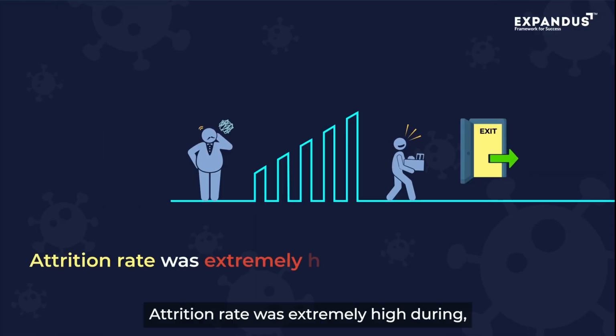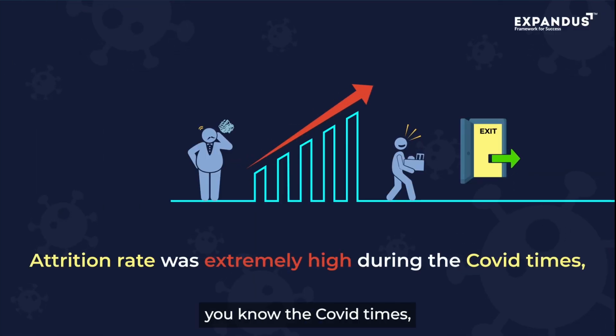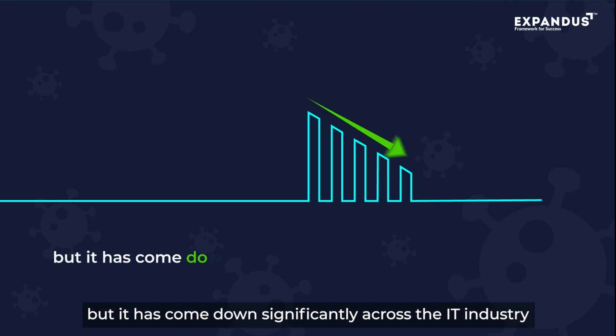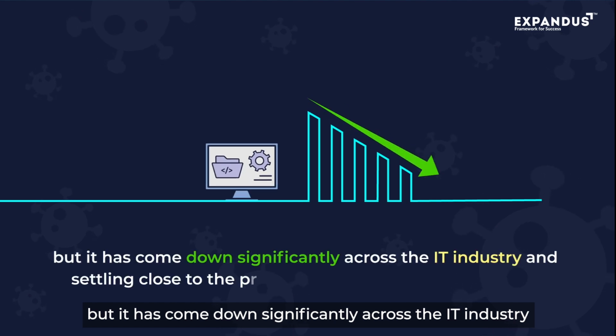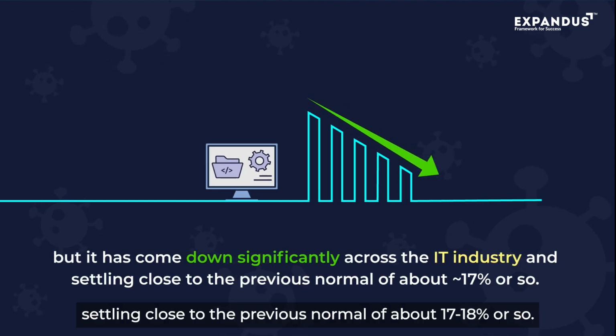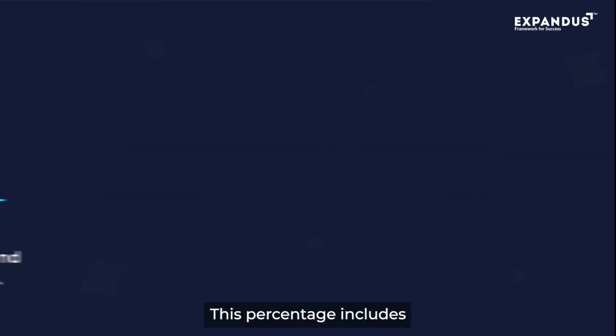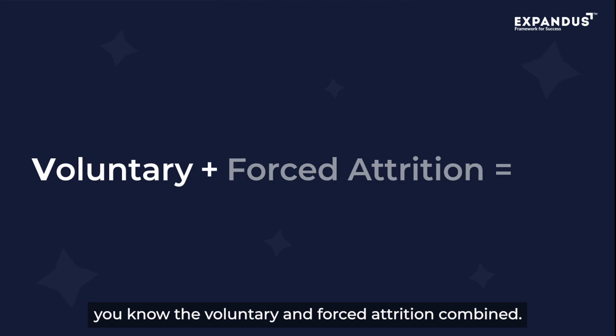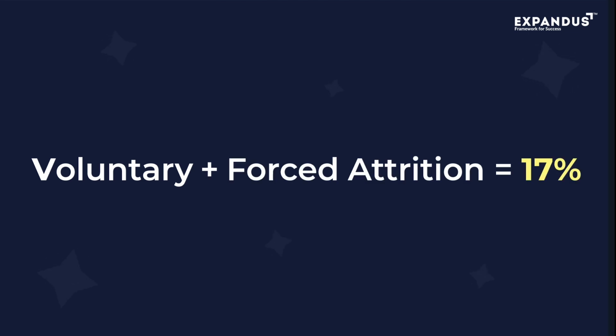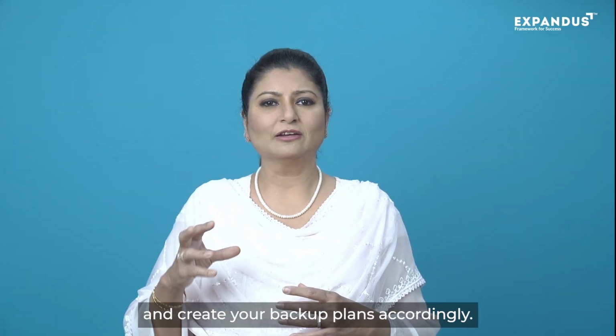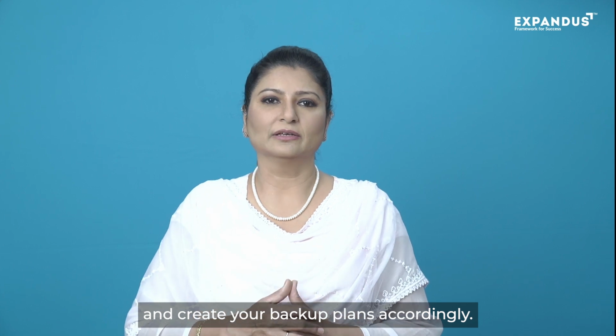Attrition rate was extremely high during the COVID times, but it has come down significantly across the IT industry and is settling close to the previous normal of about 17 to 18% or so. This percentage includes the voluntary and forced attrition combined. So keep a watch out and create your backup plans accordingly.